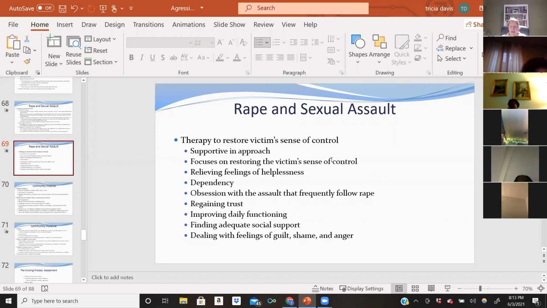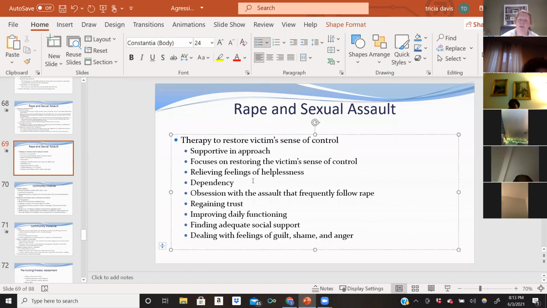We want to talk about dependency. Some patients will become very dependent on other people because they feel like they're helpless now. So we want to encourage them to be more independent and take on the activities that they normally took on before this assault occurred. Sometimes they have an obsession with the assault that follows the rape.